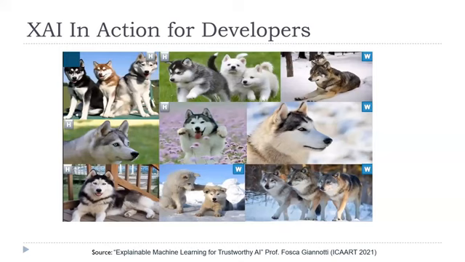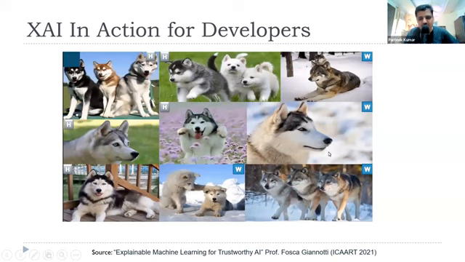Because sir, most of the wolves are in snowy areas. Yeah, very good, Vansh. If you closely look at all those images, you can see that all the wolf images have eyes in the background, and in all the images of the husky dog, there are no eyes in the background.